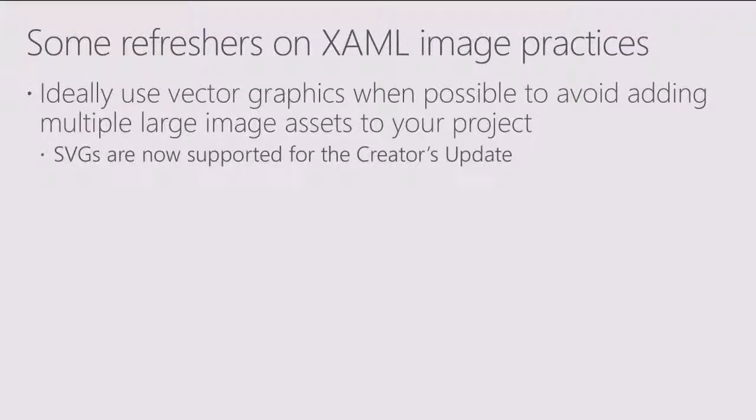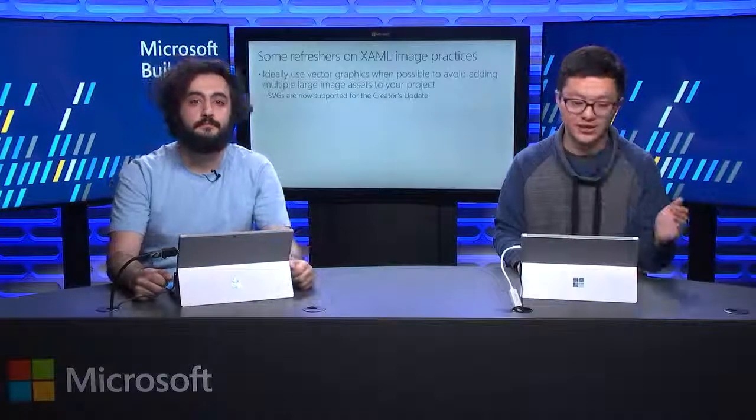Some things to keep in mind is that you ideally want to use vector graphics when possible, in any cases where you can, in order to avoid adding multiple large image assets. So iconography is a great place to use vector graphics. And this is made easier now because we now support SVGs in XAML markup. So you can just put the SVG file in and load it in.